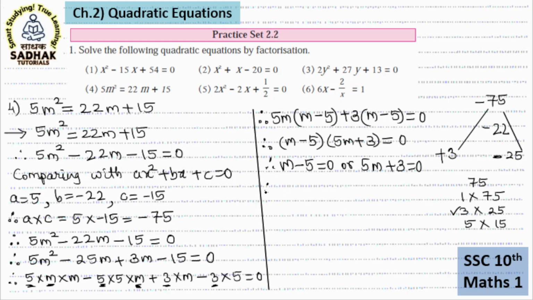Okay, now if m minus 5 is equal to 0, that means m is equal to 0 plus 5, that is 5, or 5m plus 3 is equal to 0, so that will give us 5m is equal to 0 minus 3, so minus 3. Okay, and then that we can simplify as m is equal to minus 3 upon 5. So these are the two roots of the given quadratic equation. This is the solution.